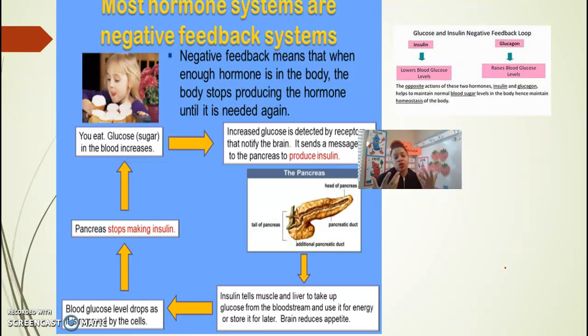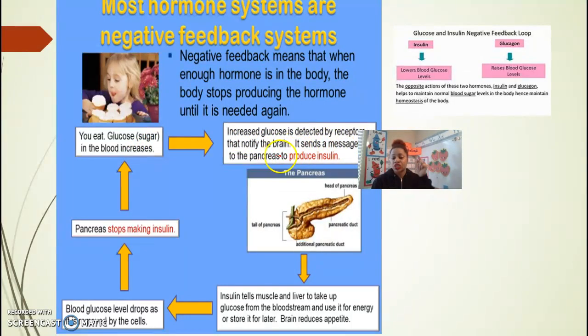All right. So when we're talking about diabetes, you eat glucose, and it's definitely going to increase your blood sugar. Everyone who eats food, the blood sugar increases. So once it's increased, right, it is detected by receptors that notify the brain.